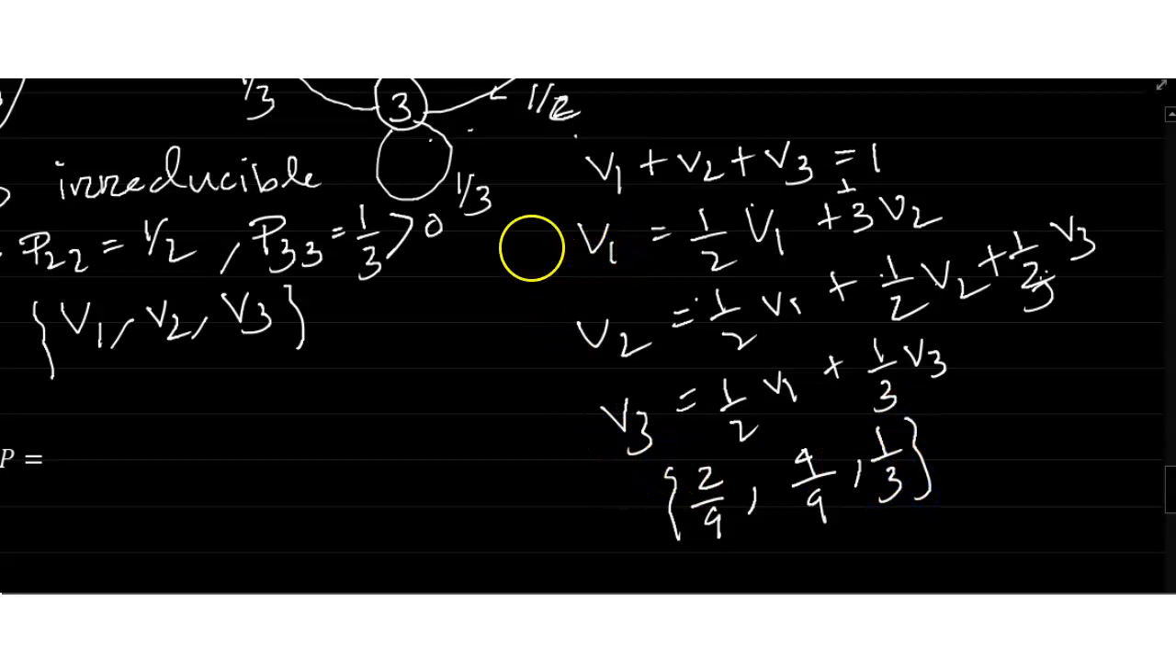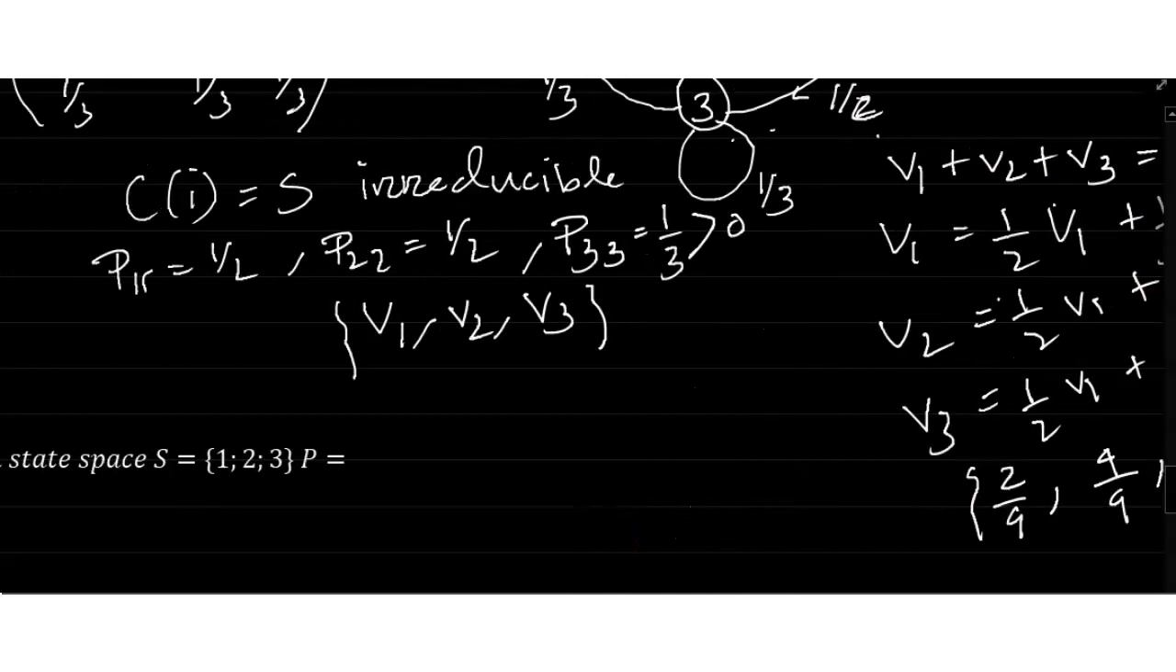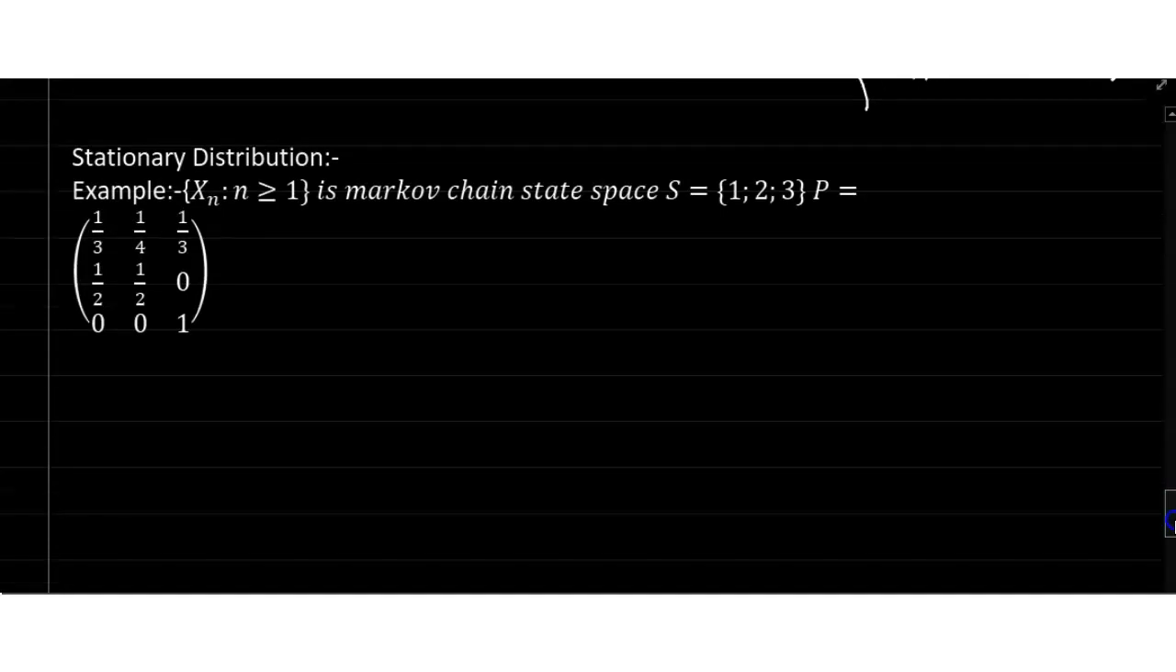So these equations, anyone can solve, then we get this value 1/3 V2. So I hope I can clear this concept, and now we will solve another problem, stationary distributions.